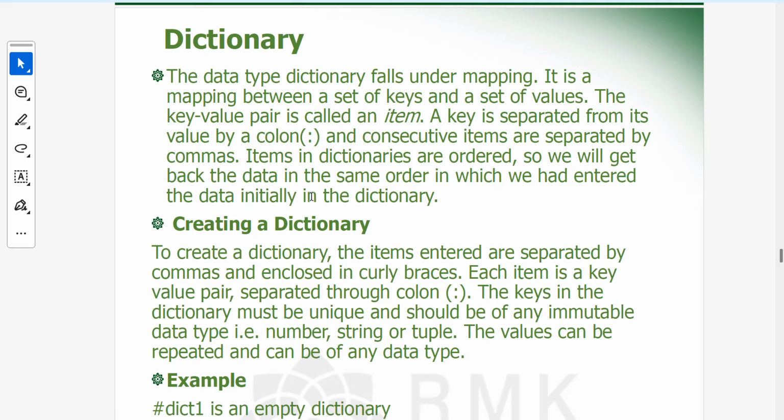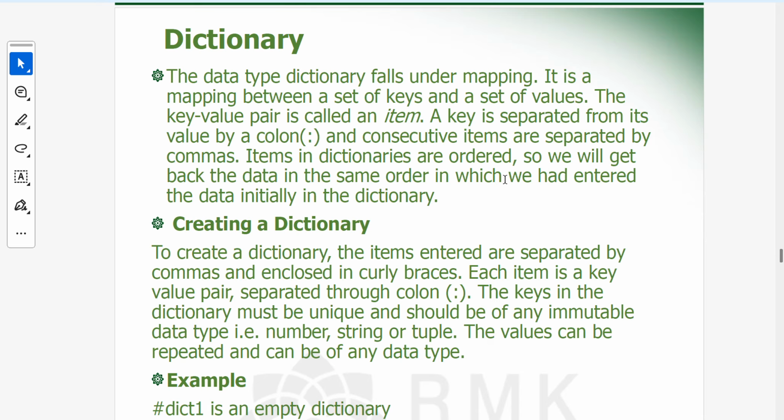Here the items in a dictionary are ordered, whereas in a set it is unordered. So see the difference. Items in a dictionary are ordered because each value is mapped with a particular key. We will get back the data in the same order in which we entered it initially. Like in a real dictionary, we have a set of words arranged alphabetically, similarly here also we arrange the elements in order. It is going to follow some order. So that is called a dictionary.